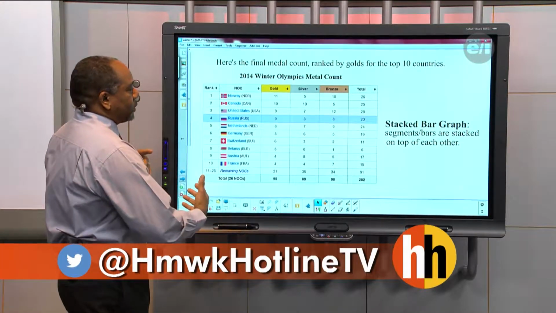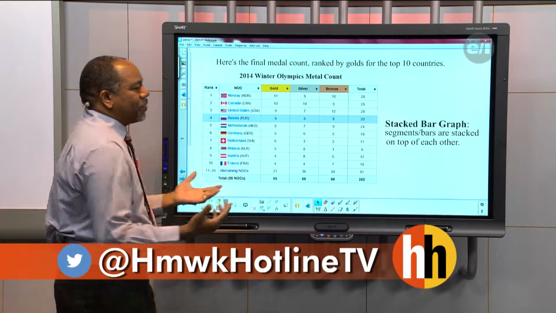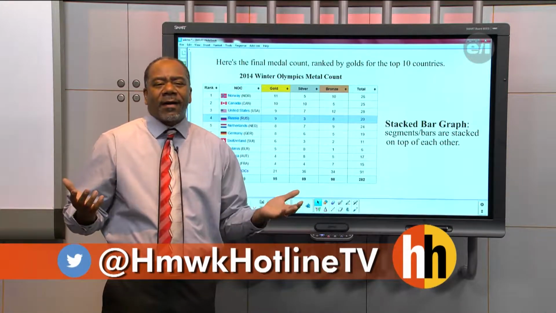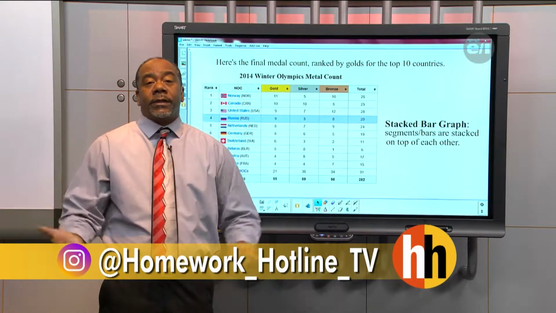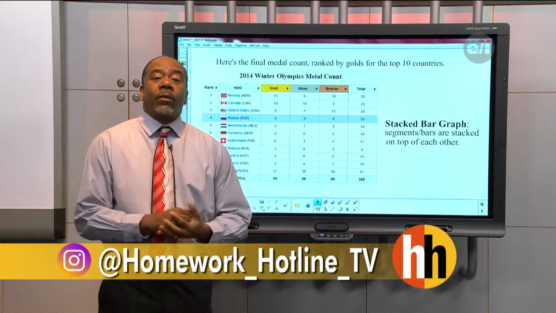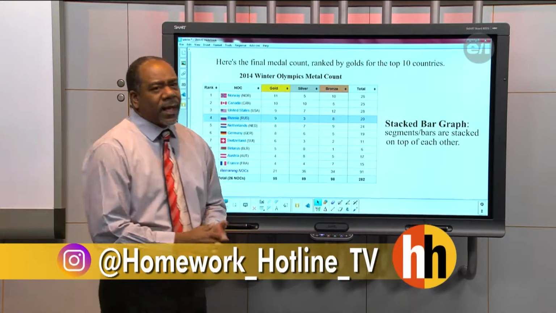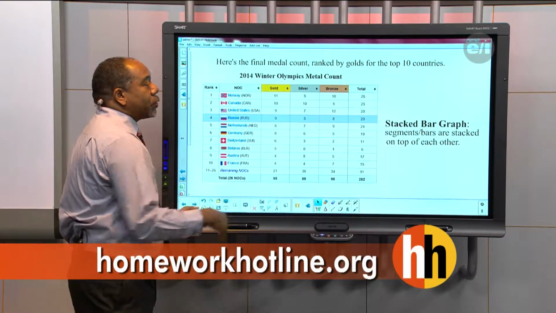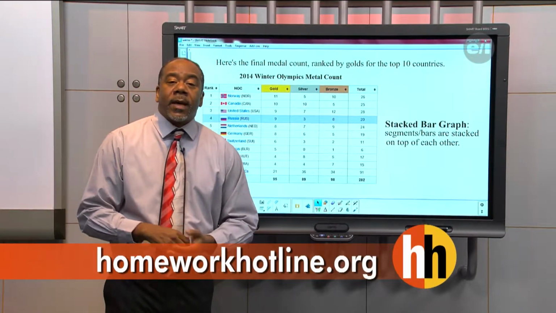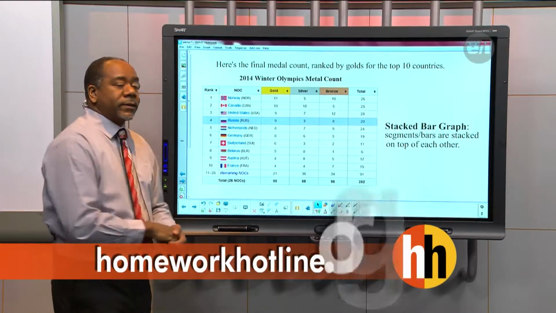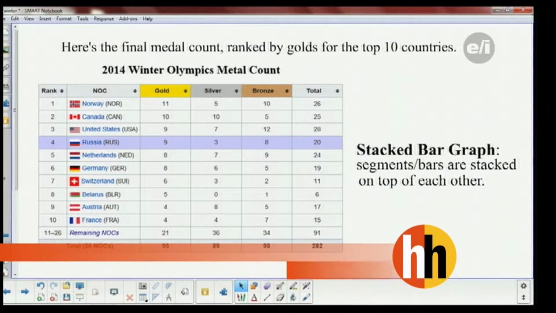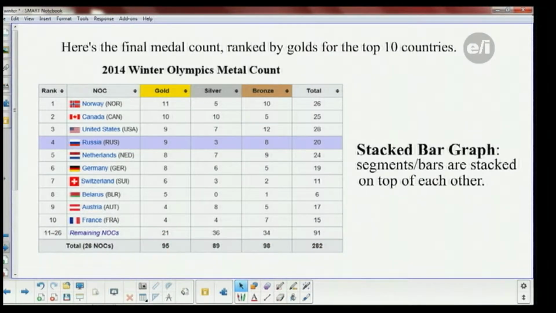First of all, I didn't think I could really graph and show adequately all 26 countries that won medals. So I said, let me just look at the top 10. Who won the most? What countries won the most medals? Those 10 countries that won the most. And Russia's highlighted because it was held in Russia. Norway, and you can see them all there. Gold, silver, bronze, and total medals.